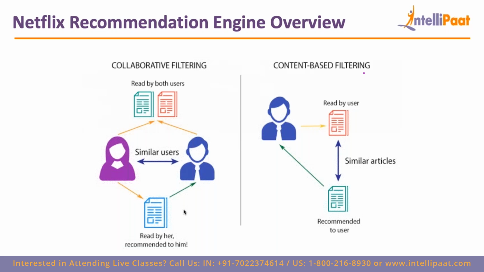A recommendation engine basically deals with two kinds of things, or it can basically be created in two kinds of ways. One is collaborative filtering and the other is content based filtering. What is the difference between the two? So collaborative filtering basically means, let's say you and I, we both are on Netflix.